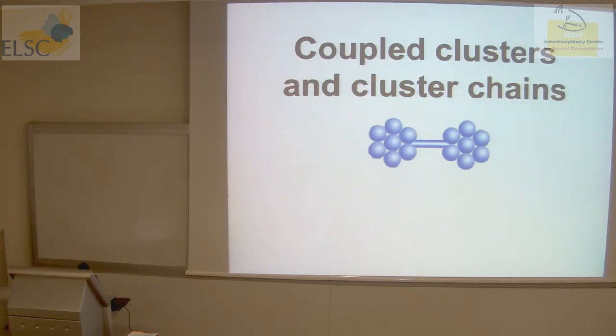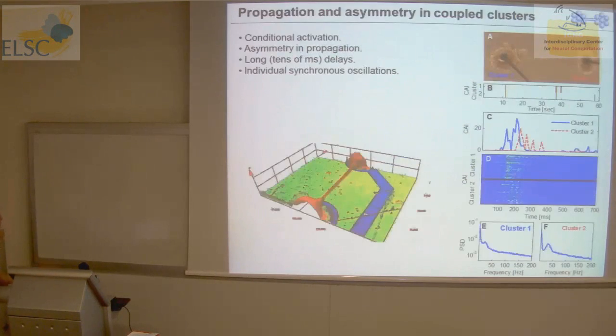So now, what happens when we take two such clusters and we couple them? This is the activity profile, the activity intensity of those two clusters. And what you can see is that, similarly to uniform networks, you have these bursts that span both clusters. However, in contrast, you also have these bursts that do not propagate to the next cluster. So you have a burst that is initiated here and does not propagate. And this means that there is some conditional activation here.